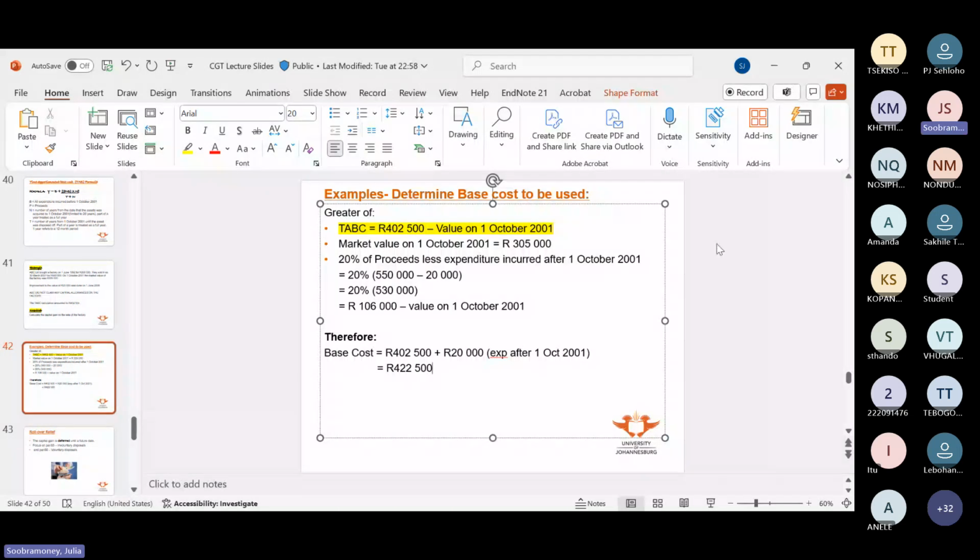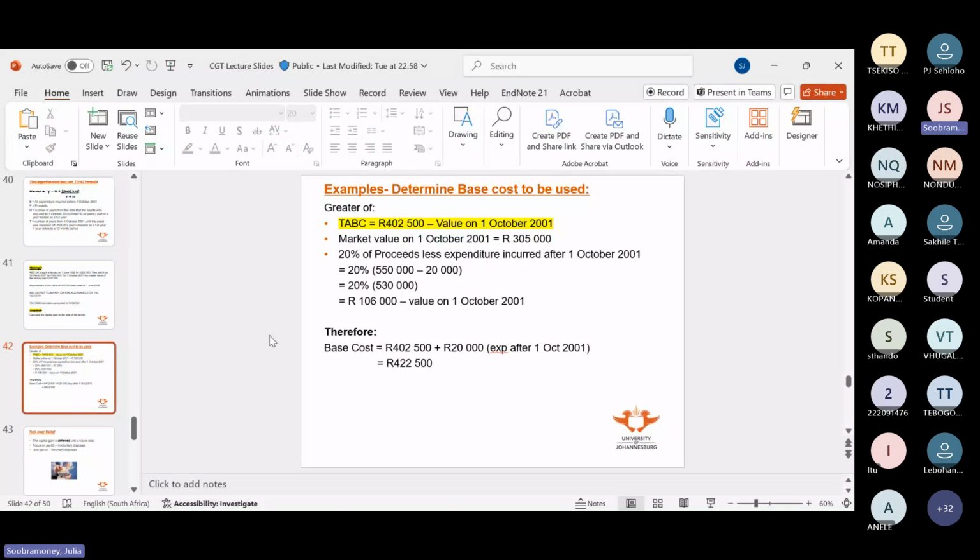Does everyone understand now how to work out the base cost with a pre-valuation date asset? Is it much clearer? Yes. Okay. All right. So that is it for base cost, guys.